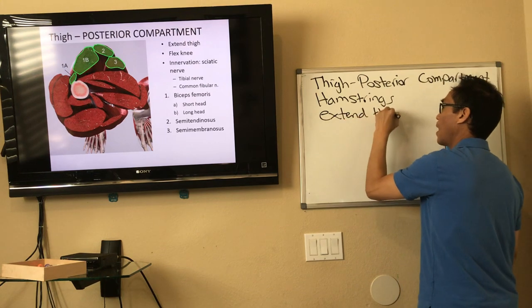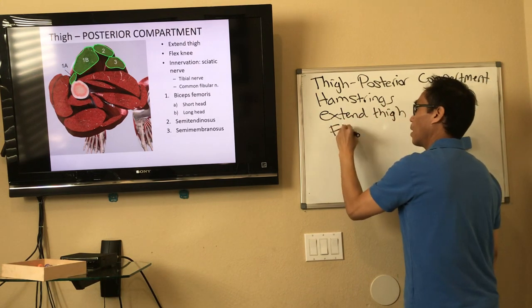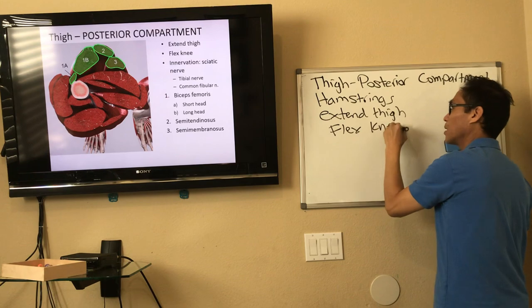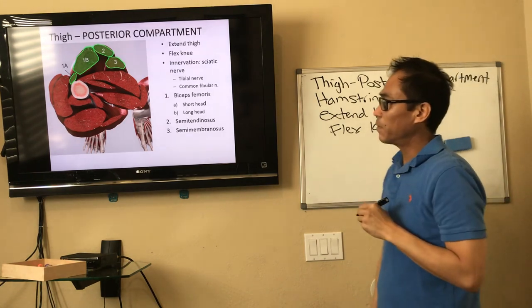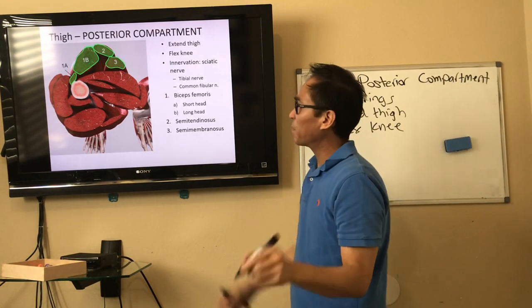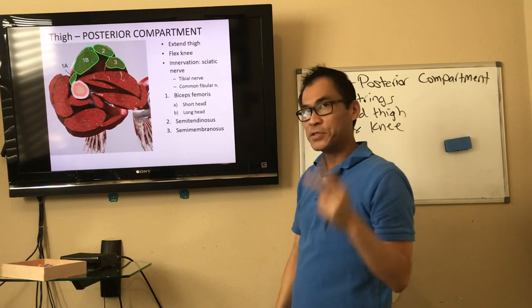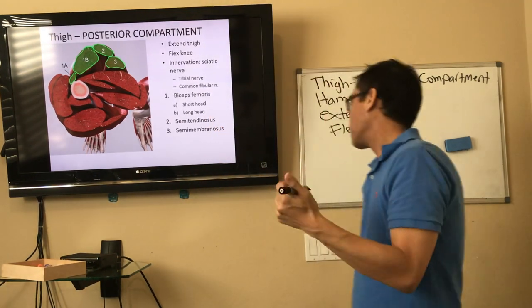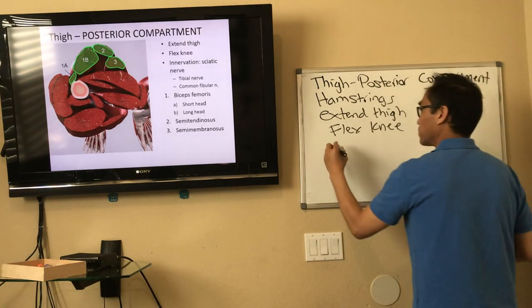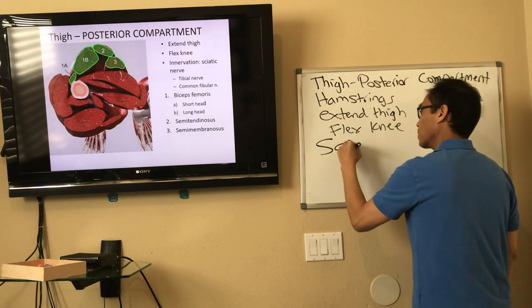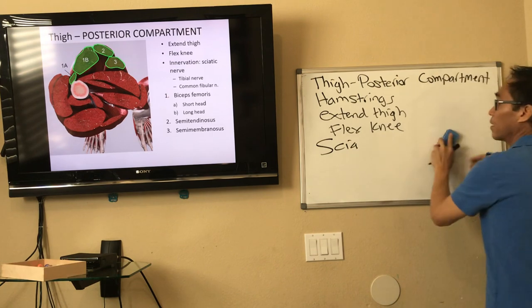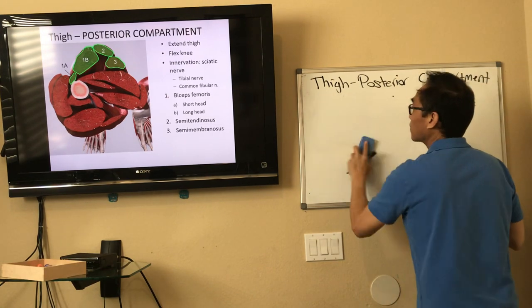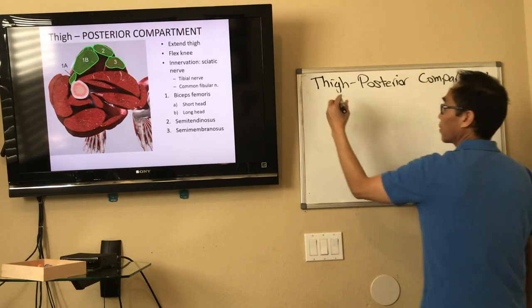Extend thigh, flex knee. Basically, that's what they do. Now the sciatic nerve is back there, but let's remember, the sciatic nerve has two divisions, the tibial nerve and the common fibular nerve. Okay, so let me write that here.